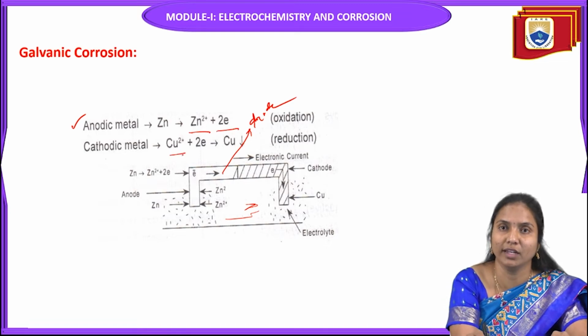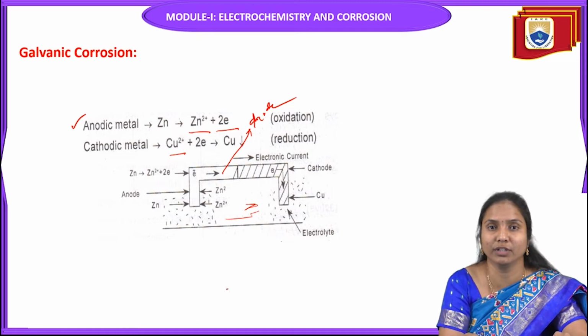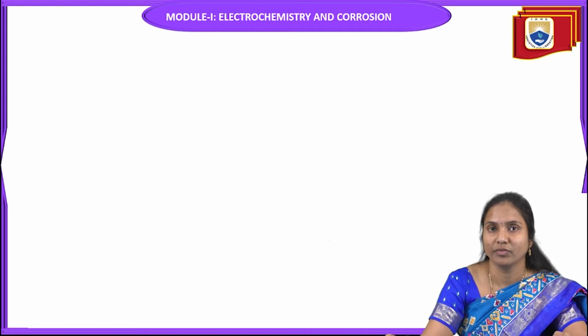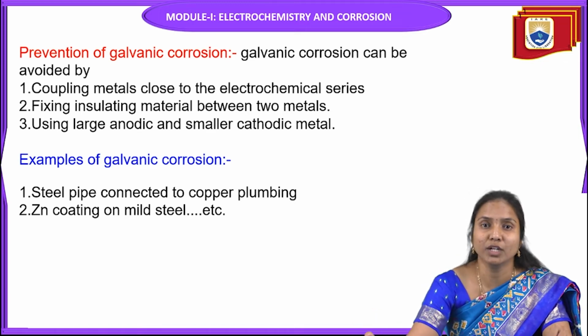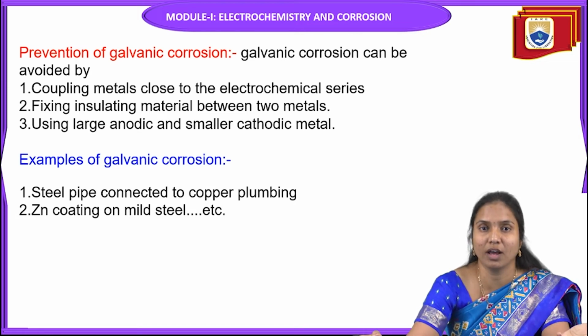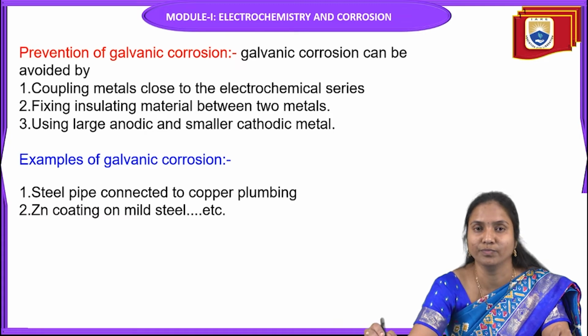At the cathodic area, copper acts as cathode. So copper gains 2 electrons because it is a reduction reaction, then gives copper metal ions. So that is galvanic corrosion. Galvanic corrosion means two different metals electrically connected. Of the two different metals, the more active metal, which is present in the higher position in the electrochemical series, acts as anode, and the remaining metal acts as cathode.